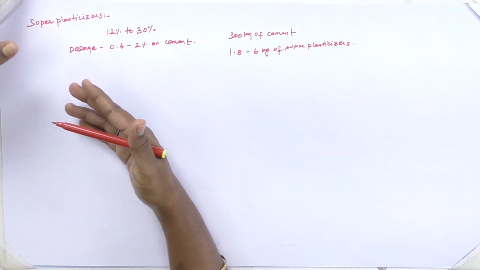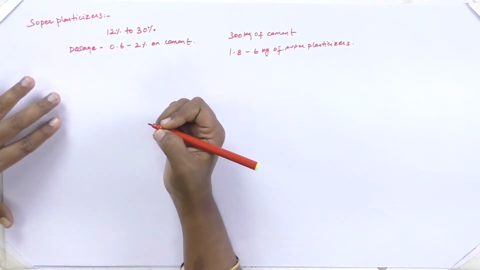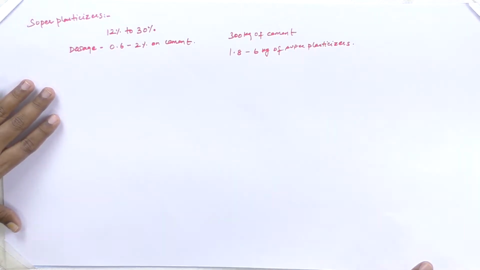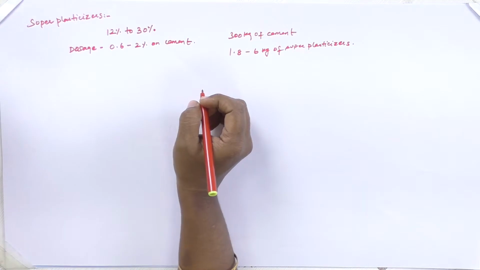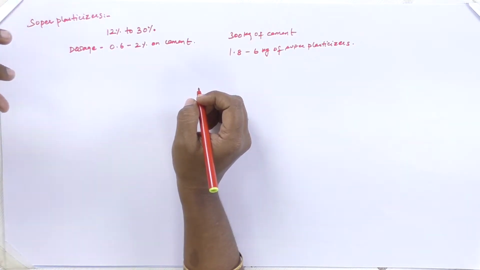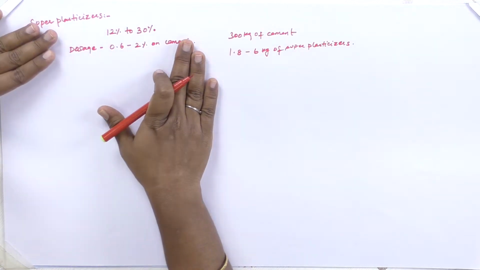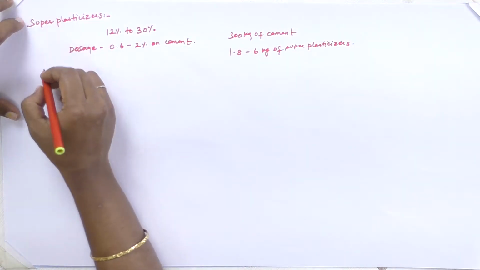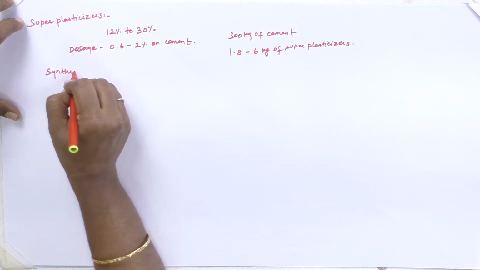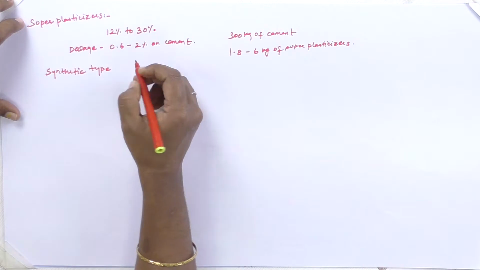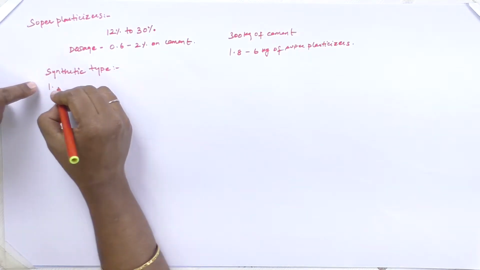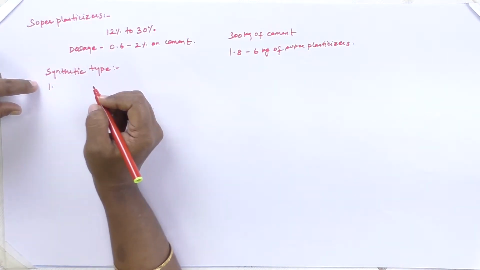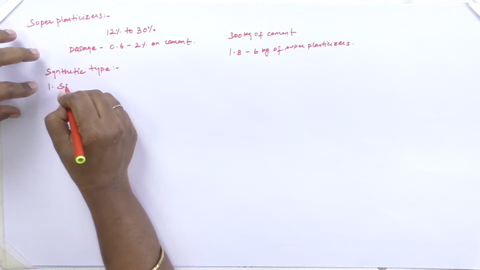For plasticizers it was around 0.2 to 0.6%. Now we are going to discuss the super plasticizer types. For plasticizers, only lignosulfonates are available. Here, super plasticizers are of synthetic type. What are the synthetic types? First one is sulfonated polymers of naphthalene formaldehyde, SNF.